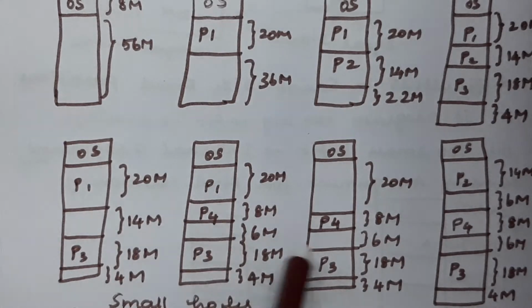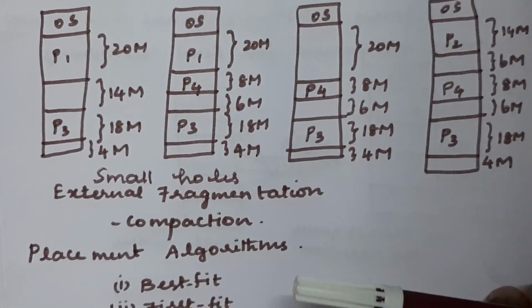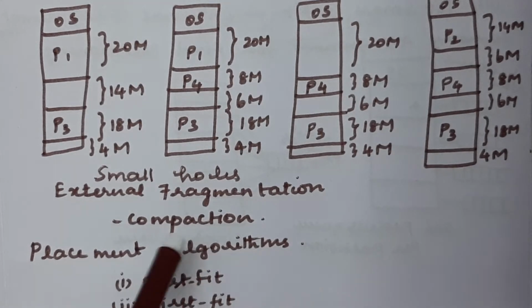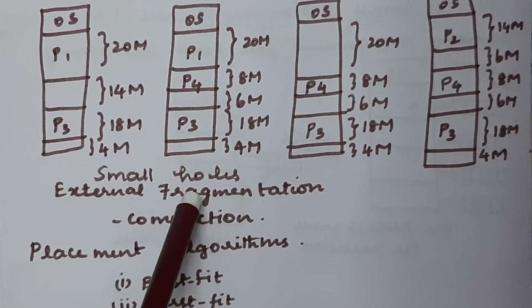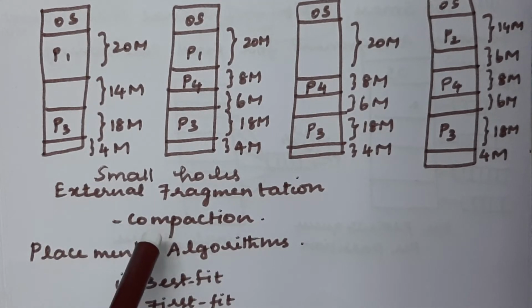So what happens there, we are getting some small holes in all those partitions. If you get a large number of small holes in the memory, it leads to the problem of external fragmentation. Already we discussed internal fragmentation in the case of fixed partition, and we are getting external fragmentation in dynamic partition. In order to overcome these issues, we go with the compaction technique.